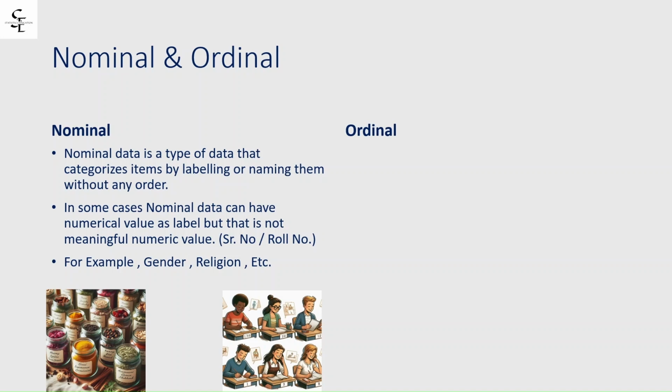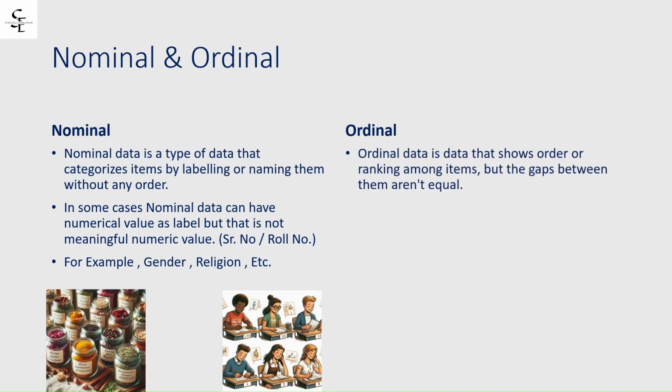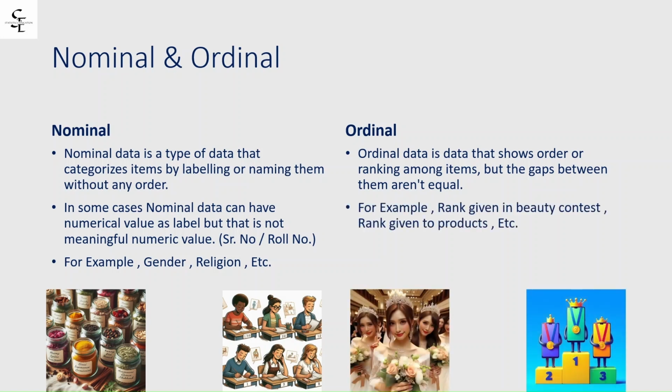Moving on to ordinal data. Ordinal data is data that shows order or ranking among items, but the gaps between items are not equal. For example, rank given in a beauty contest, rank given to products, etc.